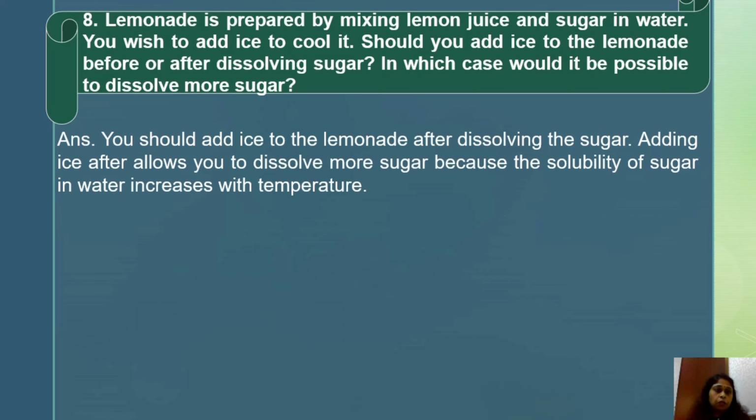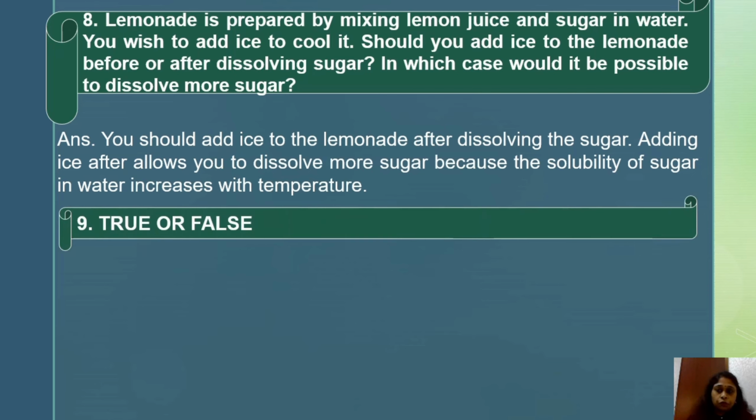Why is it so? Because adding the ice afterwards allows you to dissolve more sugar, because the solubility of sugar in water increases with temperature. What is solubility? Solubility means the act of mixing together, right? So the solubility of sugar in water will increase with an increase in temperature.